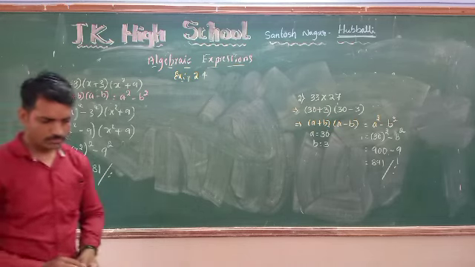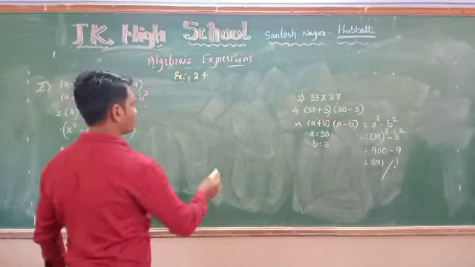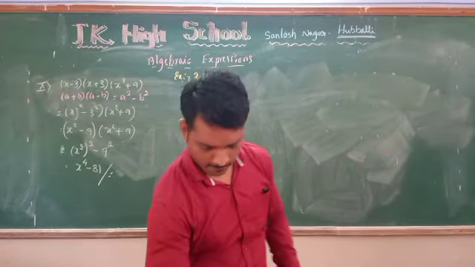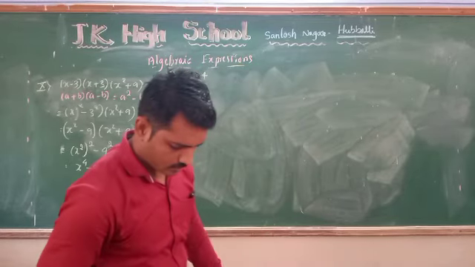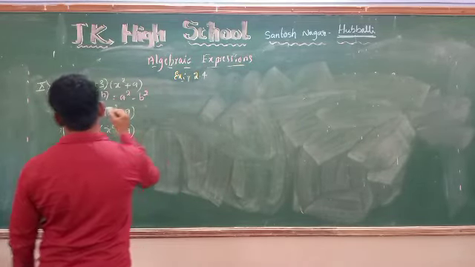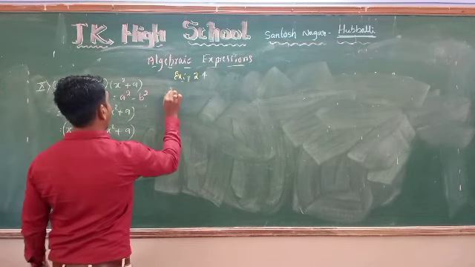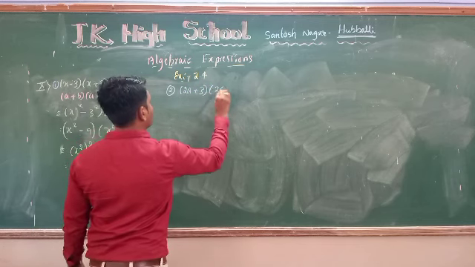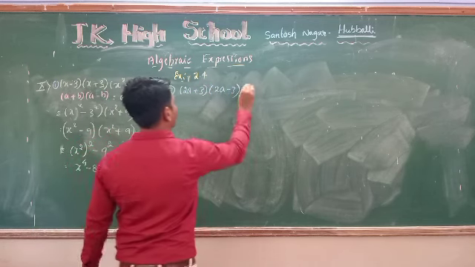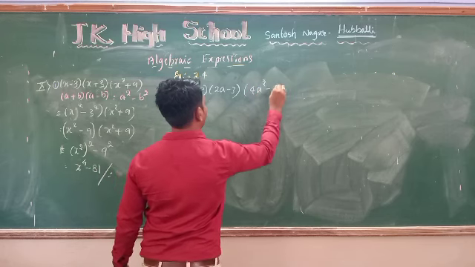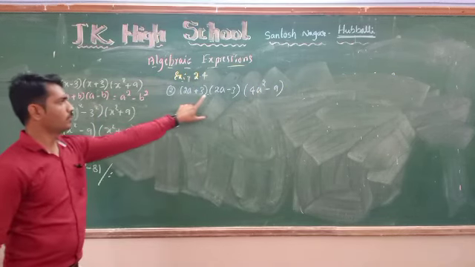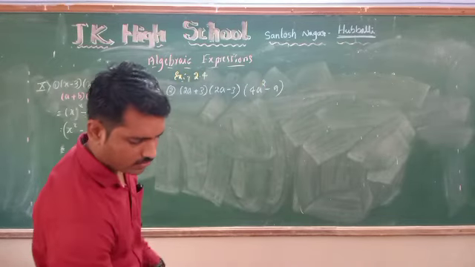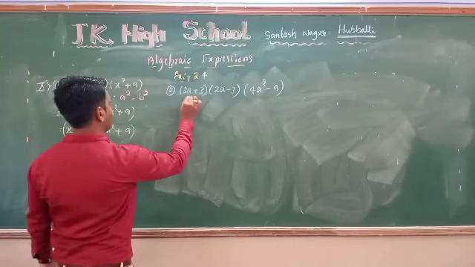Shall we go for question number 2? Yes, question number 2. Question number 2 is (2a plus 3), (2a minus 3). This is question number 1. What will become the third step? 4a square minus 9, (a plus b) into (a minus b). 4a square plus 9. So this question is under which identity?